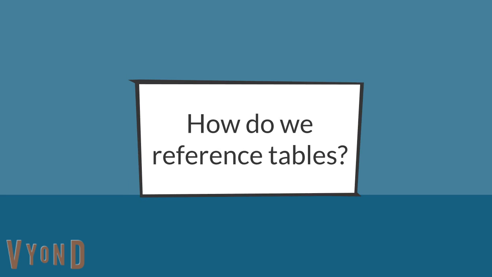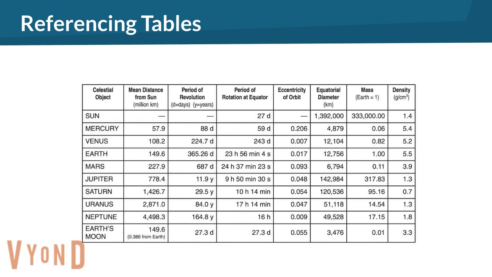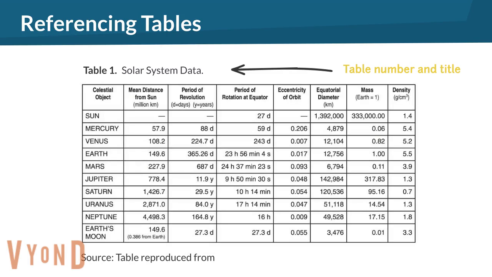Let's move on. So, how do we reference tables that have been reproduced from another source? Tables refer to numerical values and text presented within rows and columns. First, place a table number and title above the table. Second, include a short caption below the table. This should begin with the word source, followed by the phrase table reproduced from. If you have made changes to the table, write adapted from instead of reproduced from.